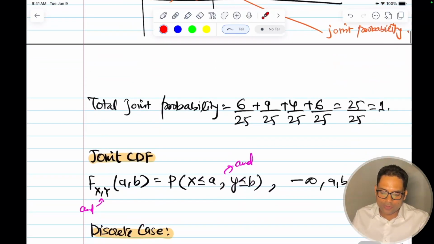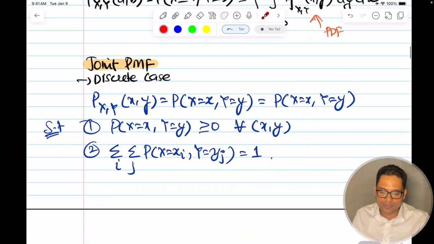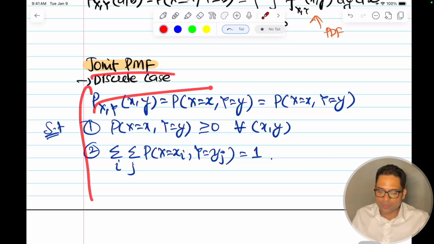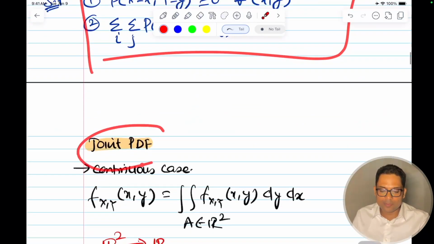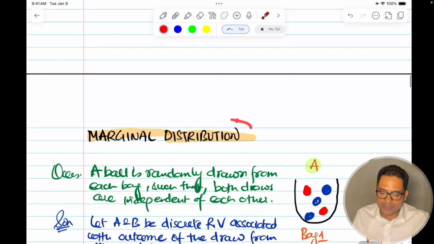Then we saw the formula for the CDF, the cumulative distribution function, for the discrete case and the continuous case. Then the PMF, what is the formula for that? This is just a formulation. Then the PDF. Then next we moved to marginal distribution.